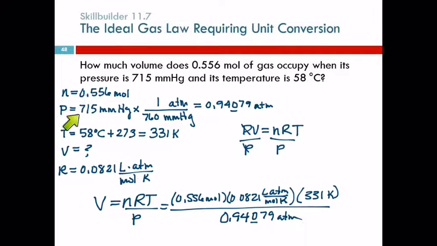This one's 3, this one's 3, this one's exact. When I add these, I still have uncertainty in the ones place, so that has 3, and this has 3. So this is going to be equal to 16.1 liters. Any questions?